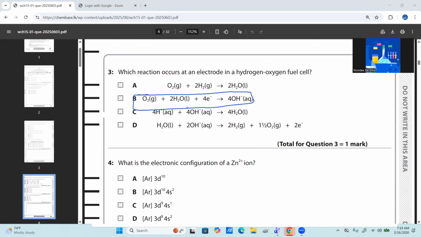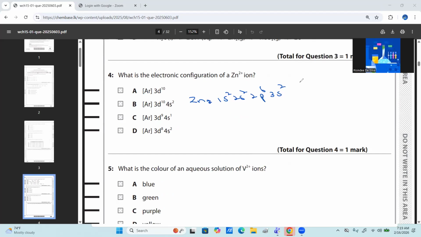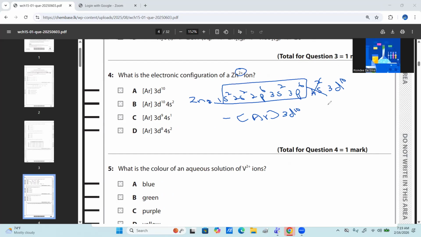What is the electronic configuration of zinc 2 plus? So we know zinc is 30. We can easily write 1s2, 2s2, 2p6, 3s2, 3p6, 4s2, and 3d10. When two electrons are removed, they are removed from the outermost shell. Even though we write 3d after 4s, when you're removing electrons, we have to remove from 4s. So the correct answer is A, Ar 3d10.